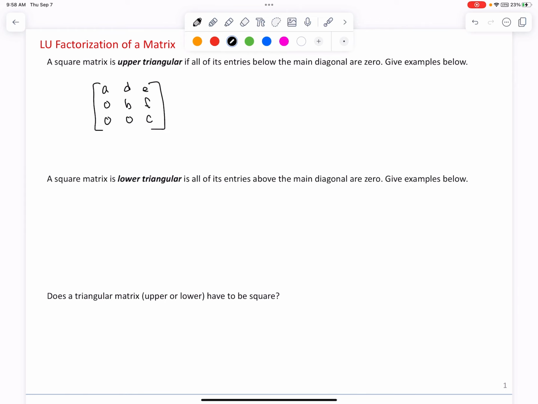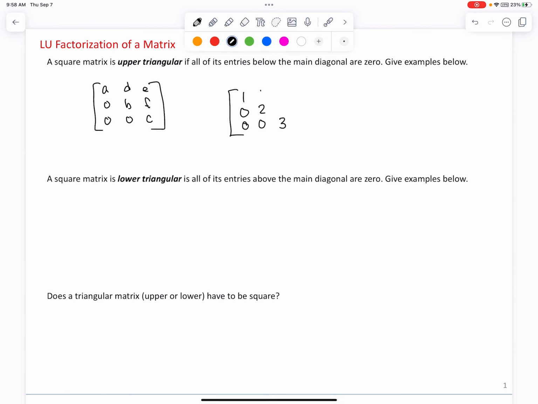So basically any 3 by 3 matrix of this form, where A, B, C, D, E, and F can be any number, is going to be called upper triangular. So keep in mind that here's an example of an upper triangular matrix. I'll put 1, 2, 3 on the main diagonal. Make sure there's zeros below the main diagonal.